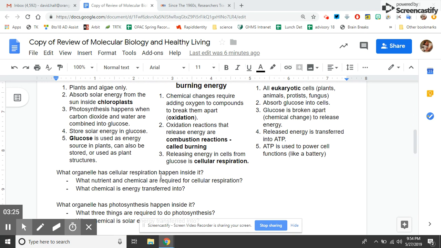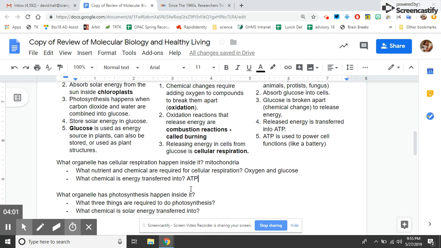What organelle has cellular respiration happen inside of it? That is the mitochondria. Okay. What nutrient and chemical are required for cellular respiration? Cellular respiration must have oxygen from the respiratory system and glucose from the digestive system, as far as animals go. Both of these things are products of photosynthesis. What chemical is energy transferred into? Transferred into ATP.